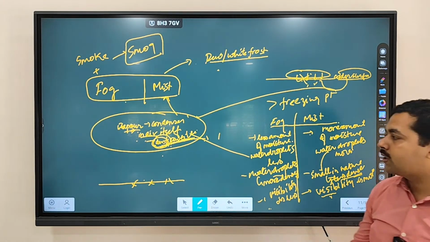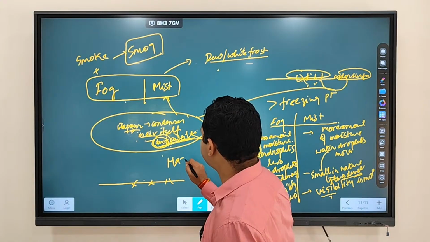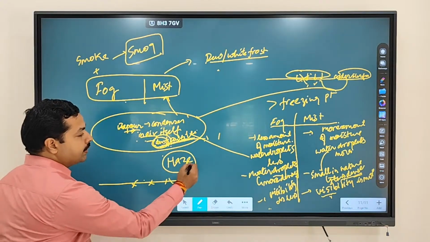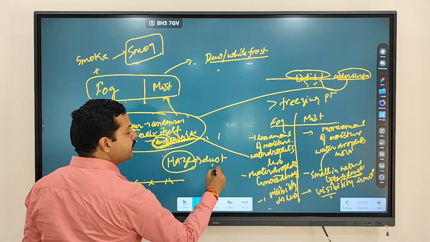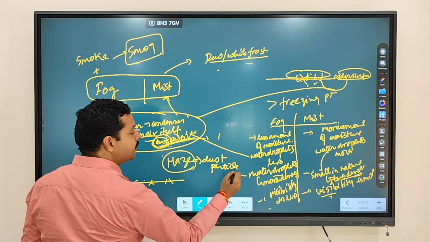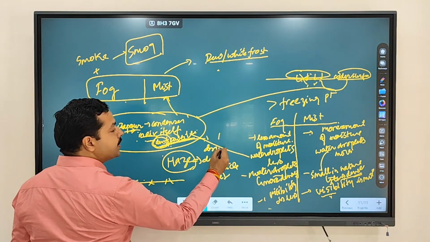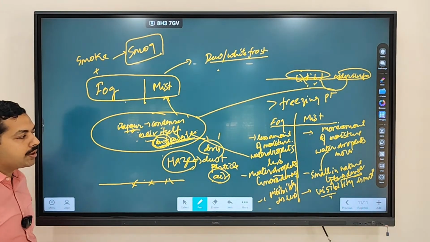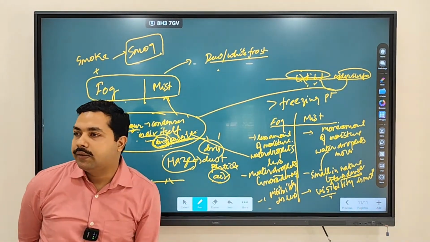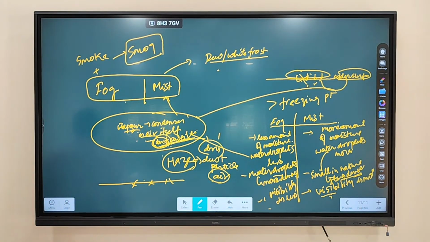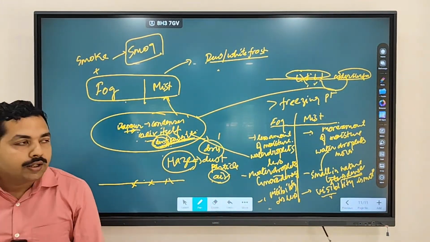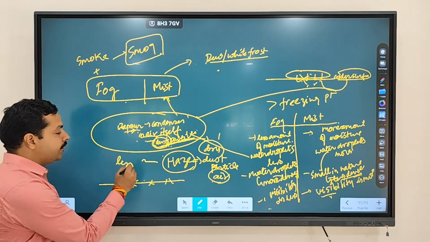Now there is also a term we have written, haze. What is haze? Now when too many dust particles are there in the air, what will happen? It is dry air, which does not contain any moisture, but a lot of dust particles are there. When a lot of dust particles are there, do you have more visibility or less visibility? Less visibility. Clear? So in haze also you'll see less visibility.